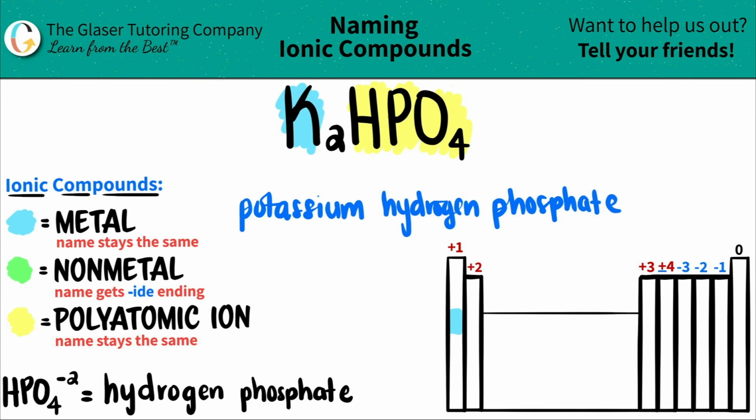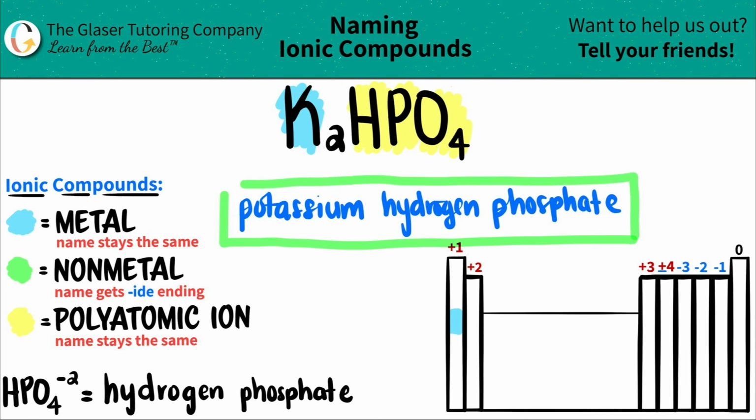Do I need a Roman numeral in between the potassium and the polyatomic? In this case, no, because potassium is in group 1. It is not a transition element, transition metal. It's not in this block. So we're good. You're done, guys. So K2HPO4 is potassium hydrogen phosphate.